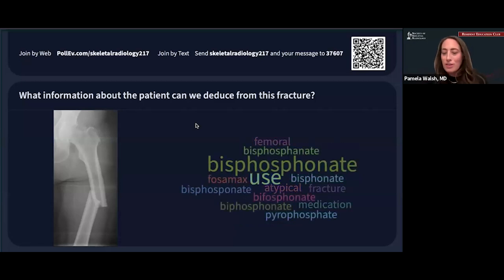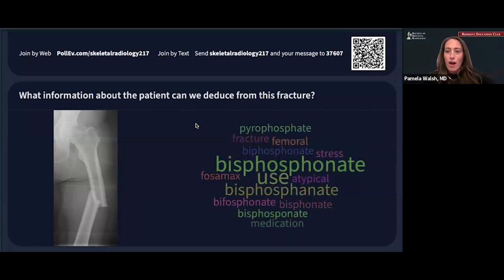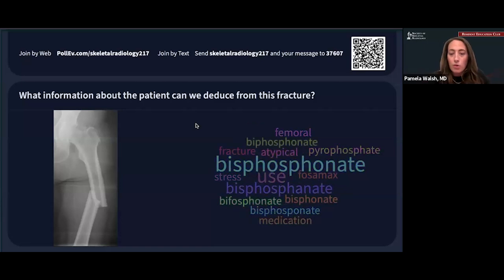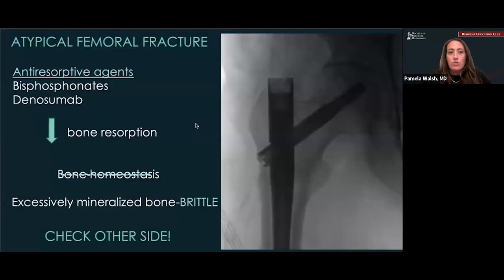Excellent. So we know that this morphology of this fracture is atypical. So this is an atypical femoral fracture, and frequently we see this in the setting of patients who take anti-resorptive agents, classic one being bisphosphonates. So what that's going to do is decrease our bone resorption because they're taking that for osteoporosis, and that messes with the bone homeostasis with regards to suppressing osteoclasts. So that results in our bone becoming brittle, and that can predispose us to these atypical femoral fractures.